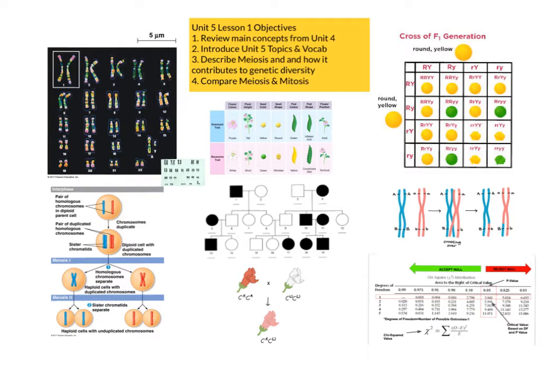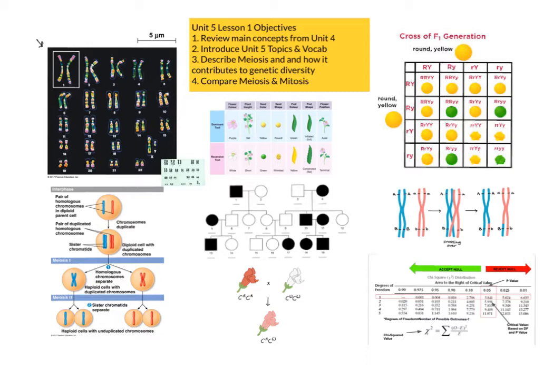Now, Unit 5 is all about heredity. In other words, how things are passed on from generation to generation. And some topics that we're going to be learning about are going to begin with this structure called a chromosome, which I'll elaborate on in the next section here. But chromosomes are extremely important when it comes to studying heredity, because these are where our genes are located.